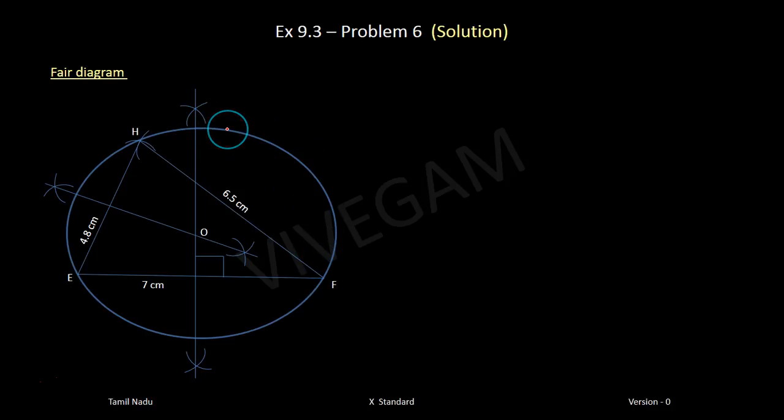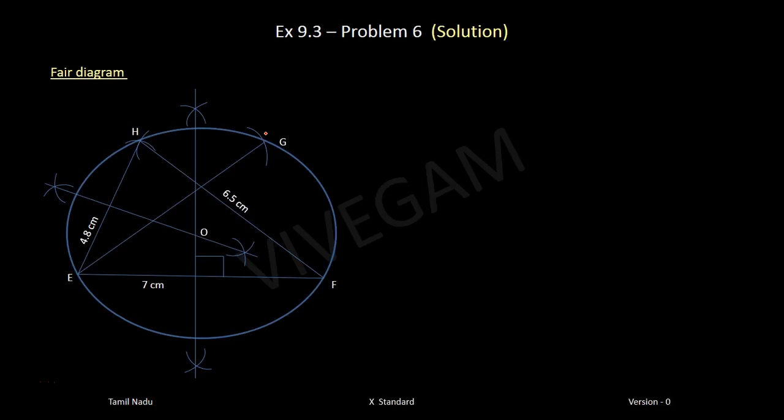And what else is given? You look into the problem. They have given us EG is 6.6 centimeter. So with E as a center, we have to draw a line, and the radius of EG is 6.6 centimeter. With E as a center and radius of 6.6 centimeter, draw an arc cutting this circle. That point is G, right? Okay, G is slightly displaced, it should be here.